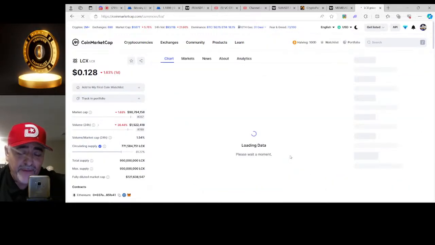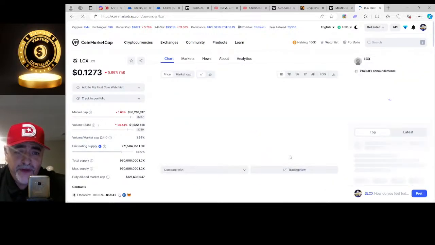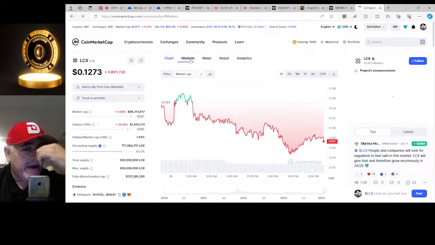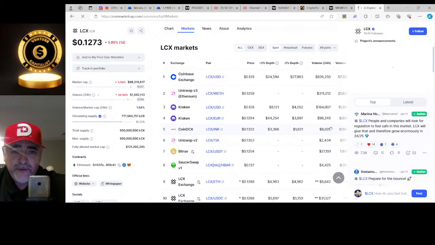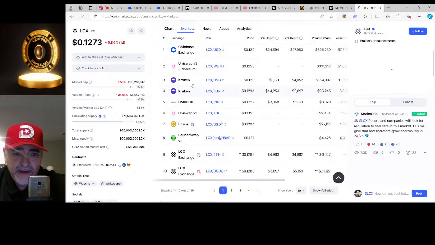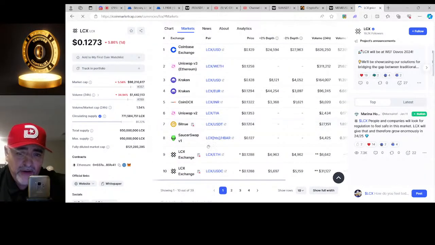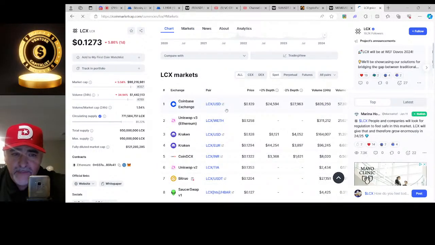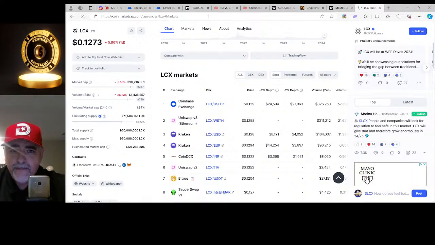12 cents. I like LCX on an overall, right? Let's see here what markets. Market cap, market. All right, let's see where it's traded. Coinbase, LCX exchange. Okay, that's what I can see it on there. But overall, man, let me see why we're not getting anything on LCX here.